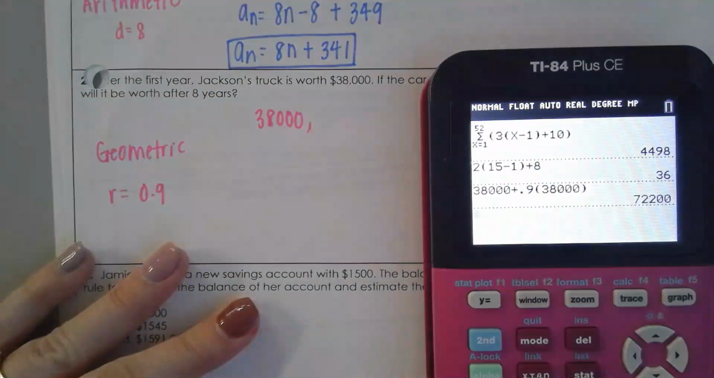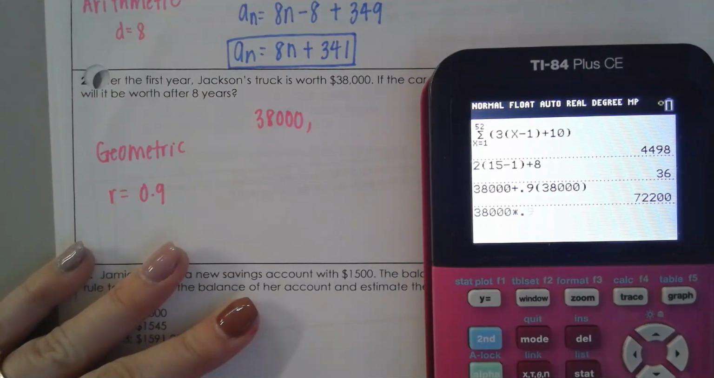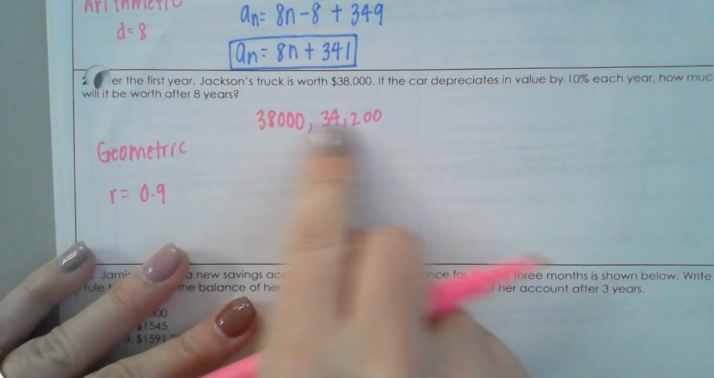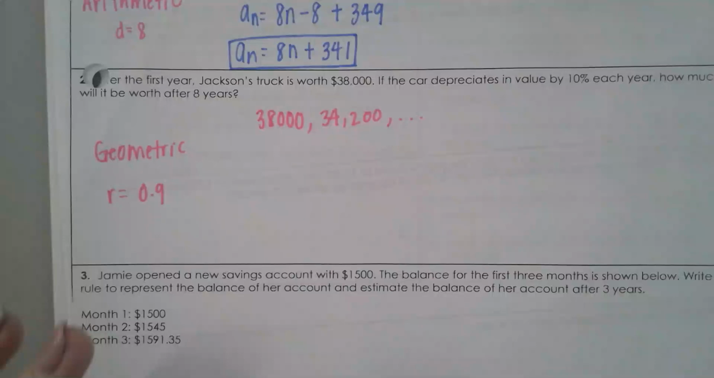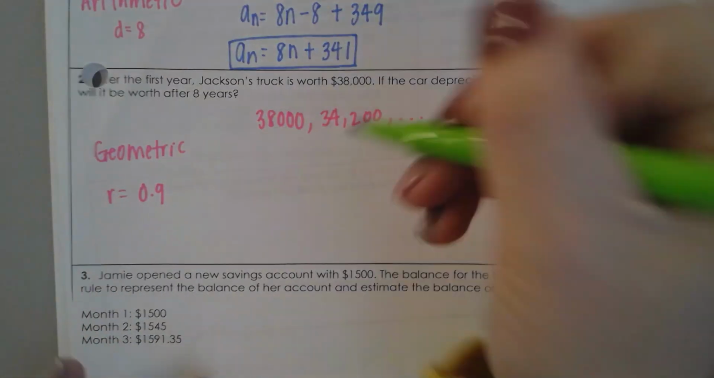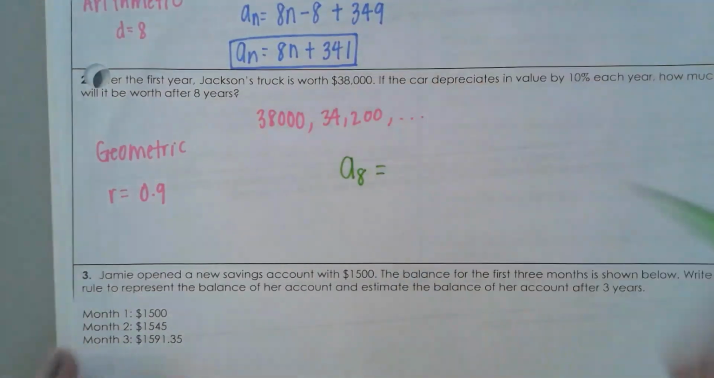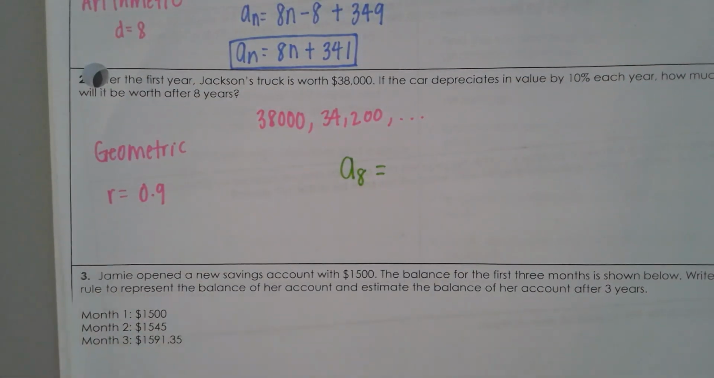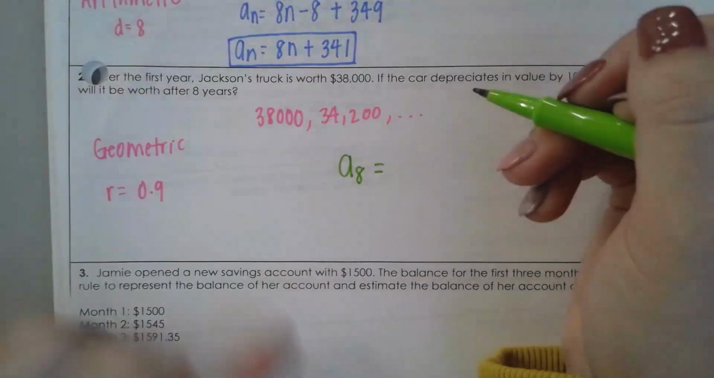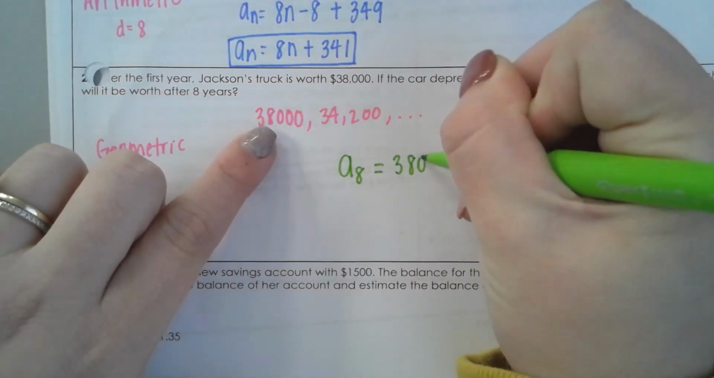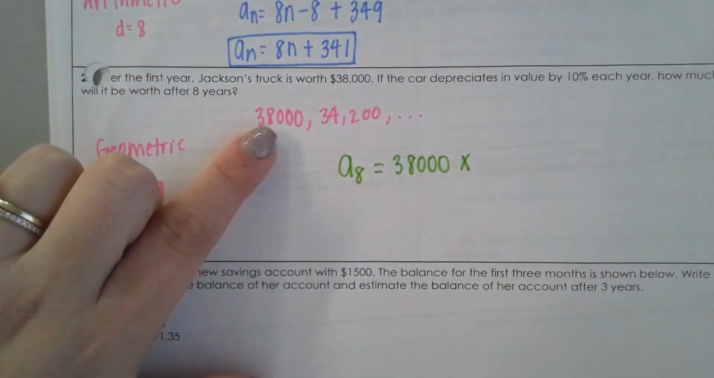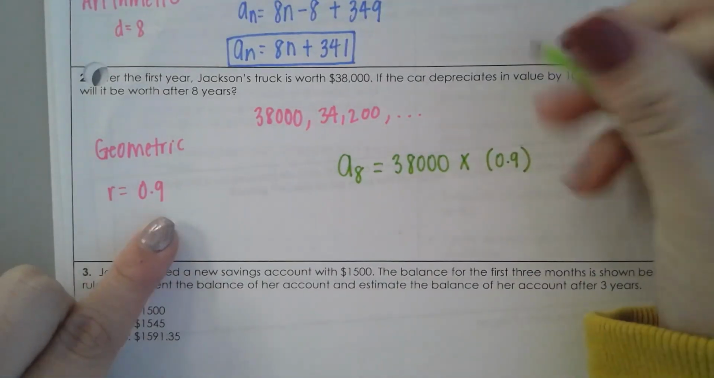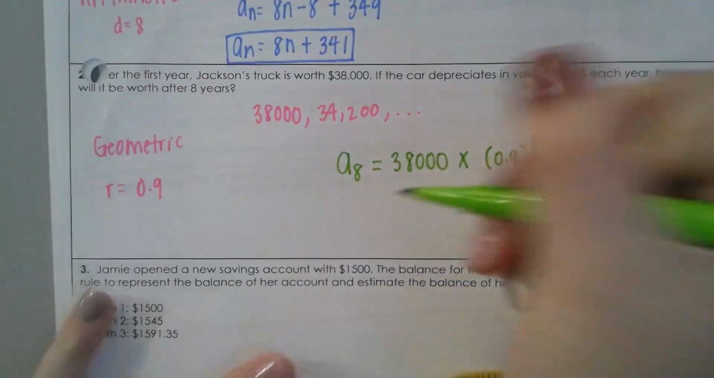The value the second year is $34,200. I don't need to add those two together. So I'm only finding A8. And it's geometric, so we're using that formula. A1 times my ratio to the 8 minus 1 power.